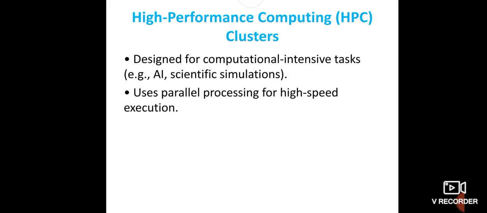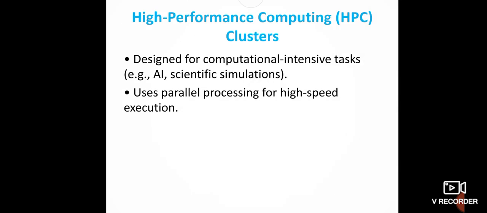Then the third type is the high performance cluster. This type of cluster is designed for computationally intensive tasks, for example, AI or scientific simulations. And it uses parallel processing for faster execution.